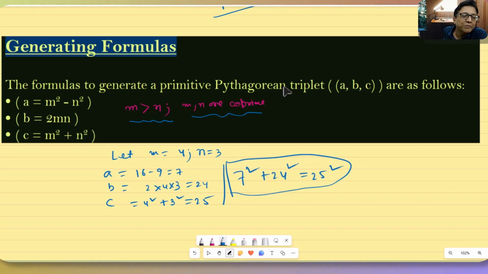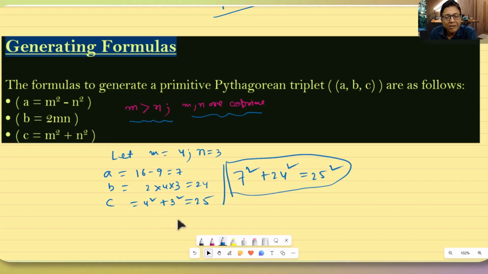But there is a proof also. This proof I will definitely give you, but before that, let us see whether those important properties are satisfied or not. Number 1, m square minus n square and 2mn have different parity or not. Number 3, m square plus n square is always odd or not.